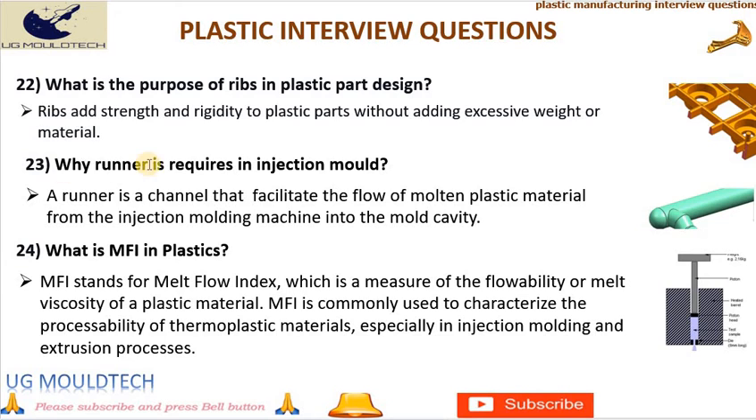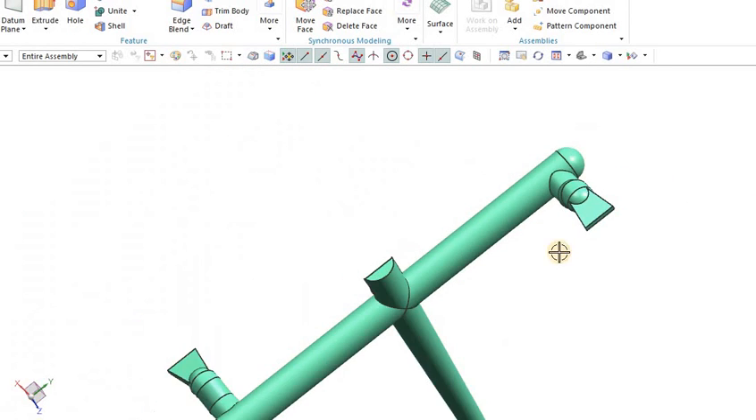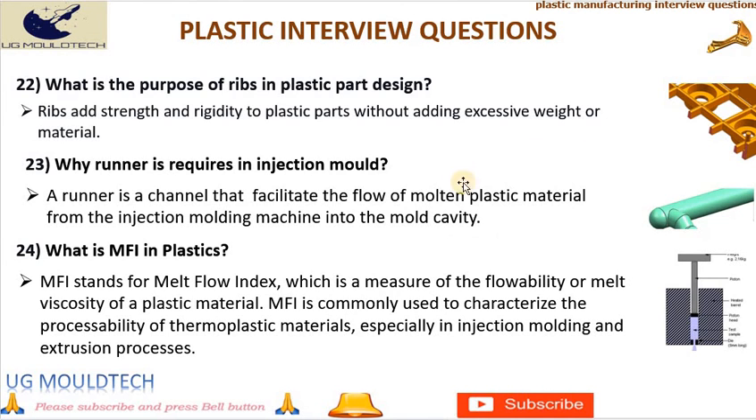23. Why is a runner required in injection mold? A runner is a channel that facilitates the flow of molten plastic material from the injection molding machine into the mold cavity.